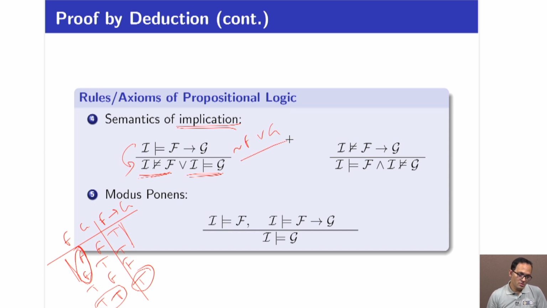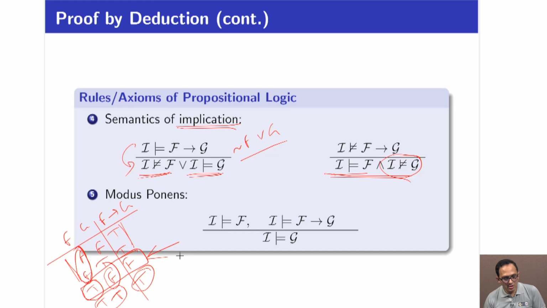This is how you can interpret this implication. Okay. So, now if the interpretation does not satisfy f implies g, what does it mean? This is the scenario, right. That means I satisfies f and it does not satisfy g, right. So, this is the rule, right.